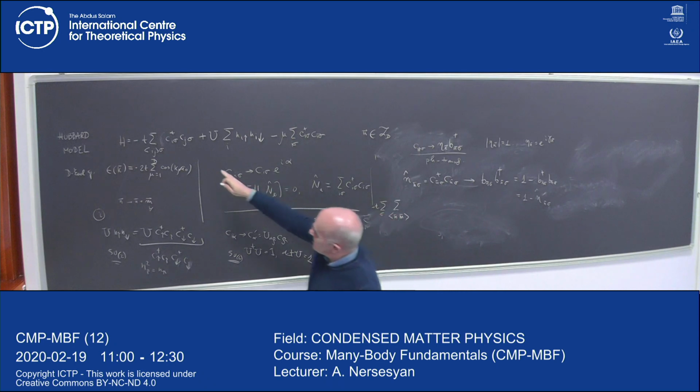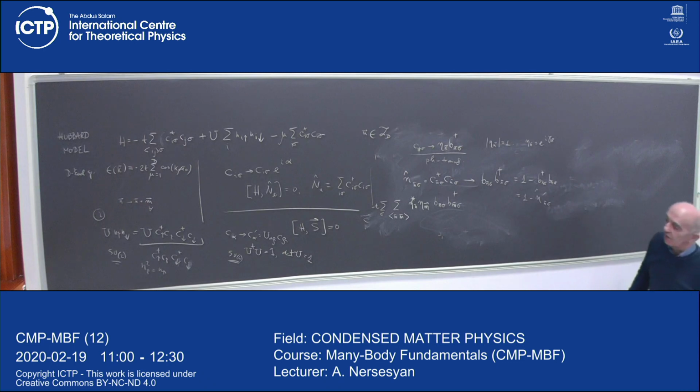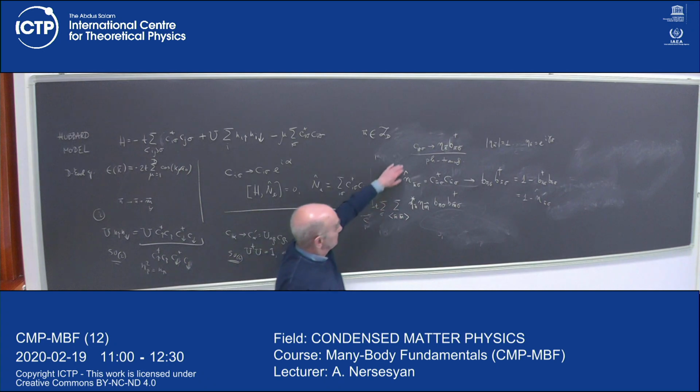And we put this expression, it should be eta n conjugate, eta m, and here I have b m sigma, b n sigma dagger. Right? This is how the kinetic energy transforms under this transformation. All right?